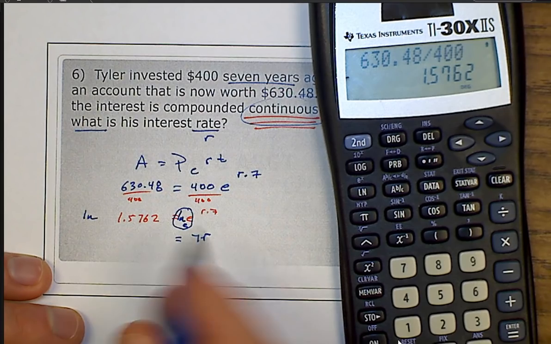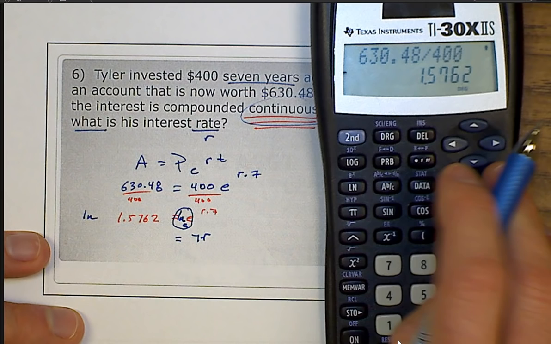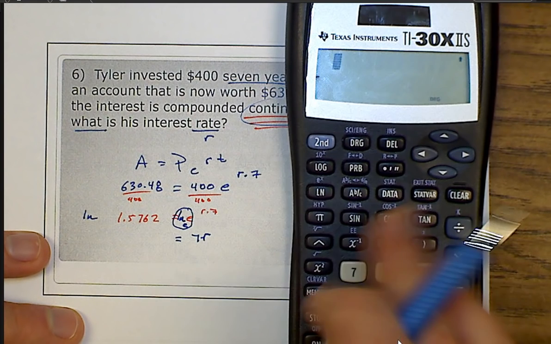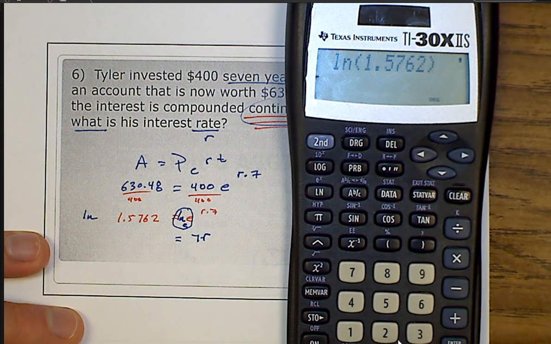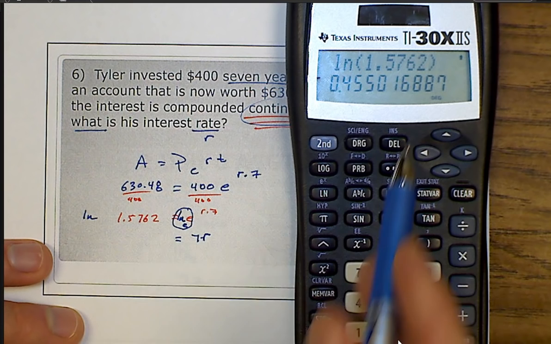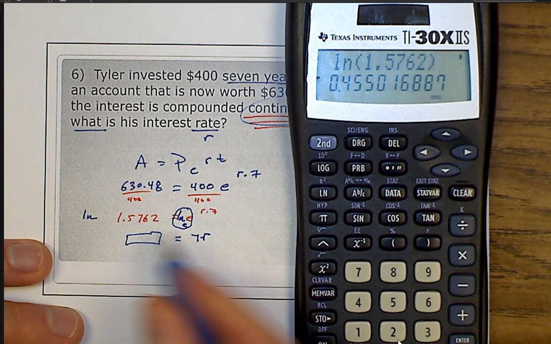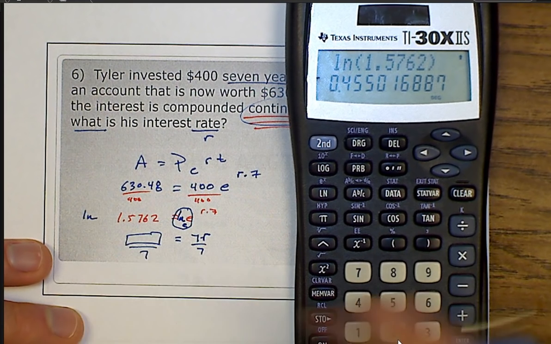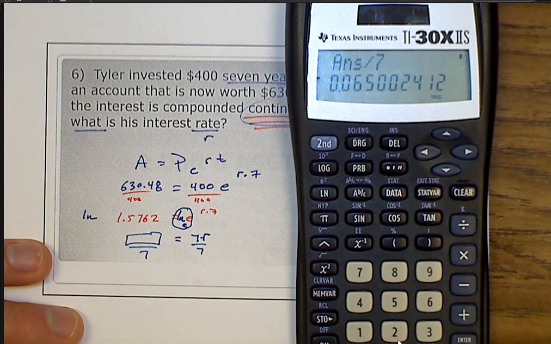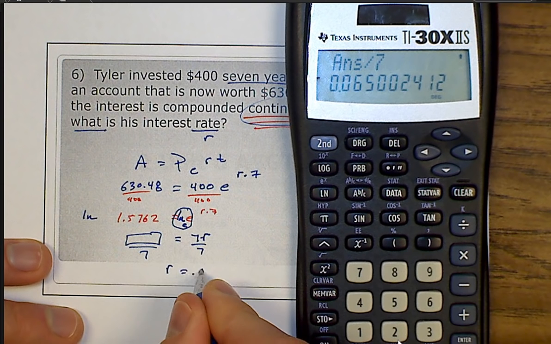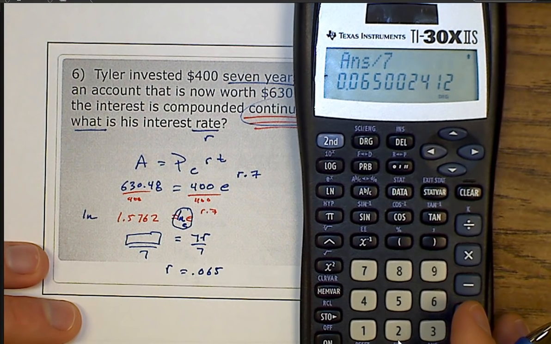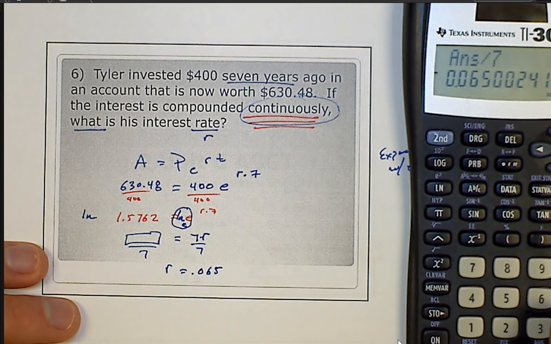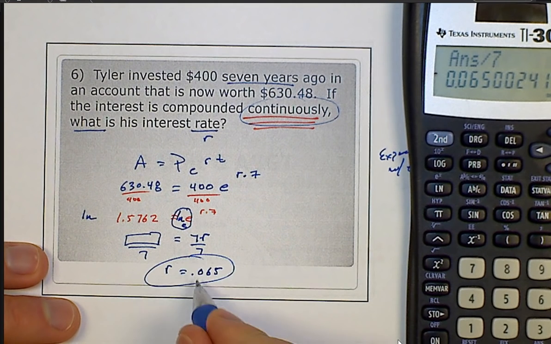And then over on the left side, I'm just going to hit my ln button, and then 1.5762. I'm going to leave that in my calculator, and then I'm going to divide both sides by 7. And so my r is 0.065. If that's my rate, how do we turn that into a percentage, right? We want to know the percentage. That's the decimal value, but if we go 2 spots over, that's 6.5%.